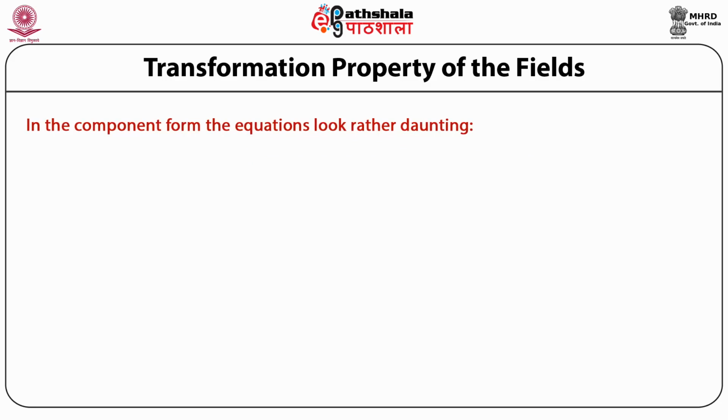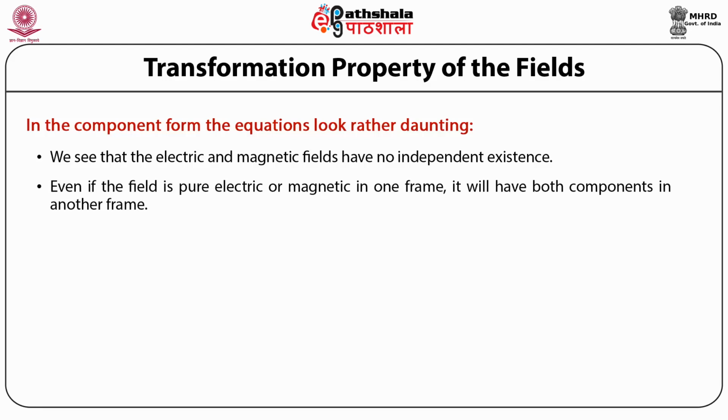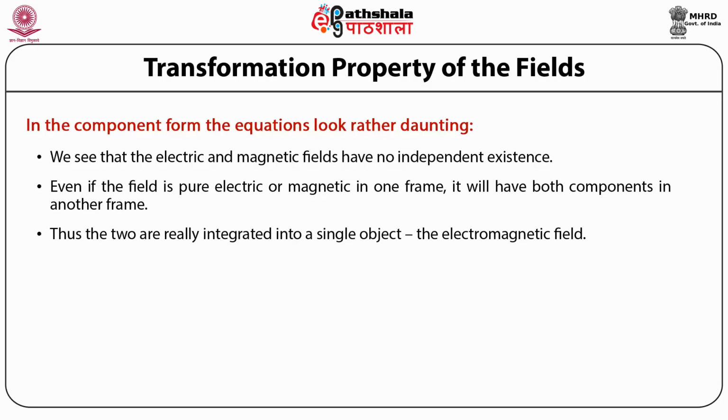So from these 6 transformation equations, we see that the electric field and the magnetic field do not have any independent existence. That is, in all these 6 equations, we see that the electric and the magnetic fields both are occurring. So even if the field is purely electric or magnetic in one frame of reference, it will definitely have components of both the fields in the other frame of reference. Also, the two are really integrated into a single object, that is the electromagnetic field.